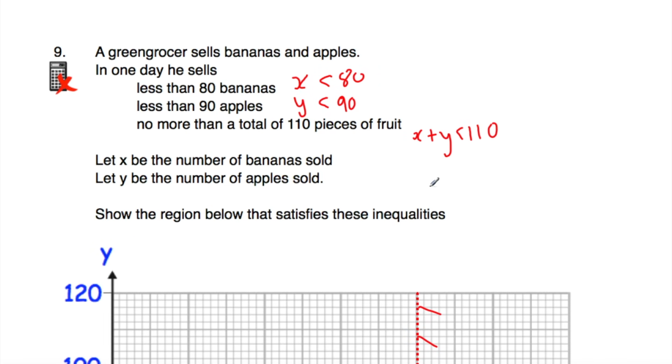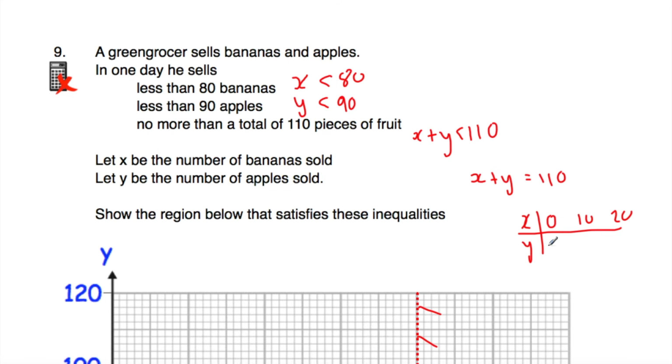Okay, and then if we have a look at our last inequality, we've got x plus y is less than 110. So we're going to draw the graph of x plus y equals 110. And remember, whenever it's x plus y equals a number, we can just go to that number on the y-axis, that number on the x-axis, and join them up. Or if we do an xy table, x and y, let's choose some values for x, such as 0, 10, and 20.